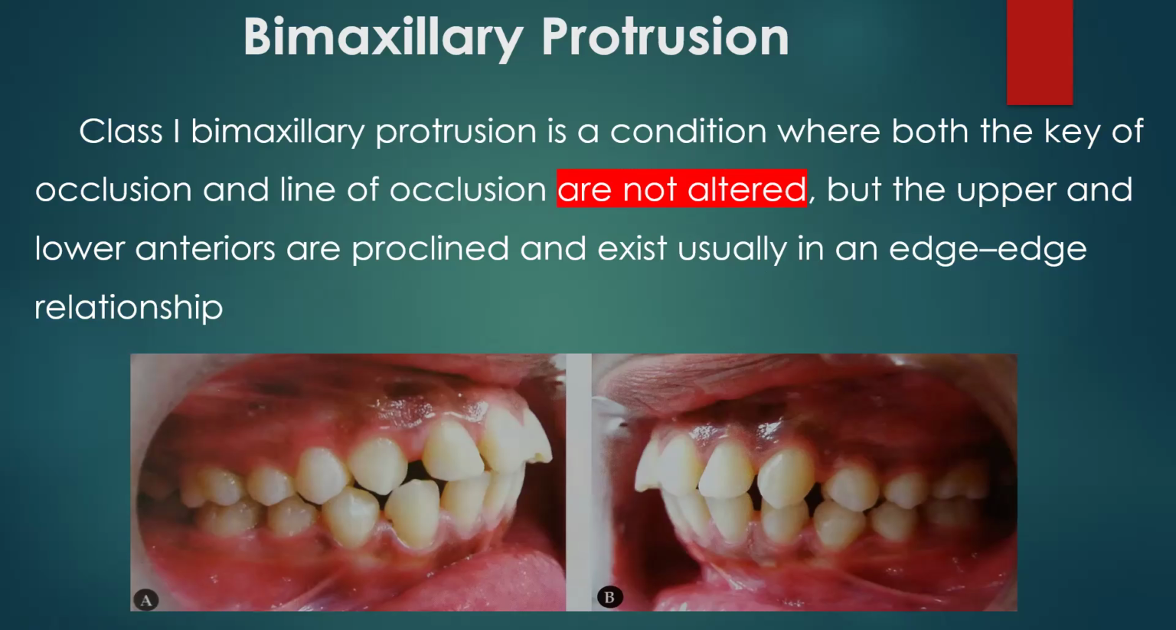Upper and lower anterior teeth are proclined. That is also stated as bidental protrusion. That is, only the teeth are proclined, and they usually exist in normal occlusion. So that is another type of class 1 malocclusion.